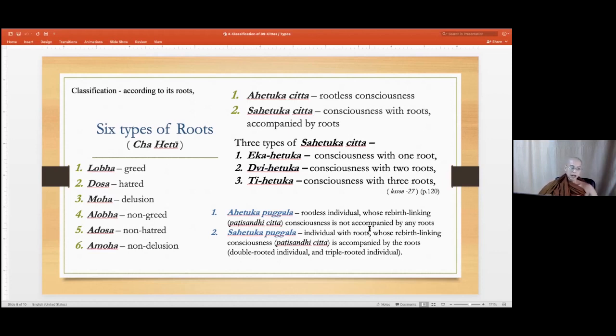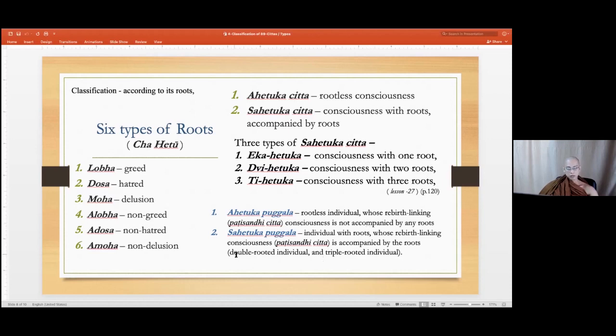The others, apart from these 2, you can say are sahetuka puggala, but in that classification of individuals, we only name the tihetuka puggala, and the others are noble persons according to their attainments. But we can say that tihetuka puggala also are individuals with roots. With roots means their rebirth-linking consciousness, the patisandhi citta, is accompanied by the roots.